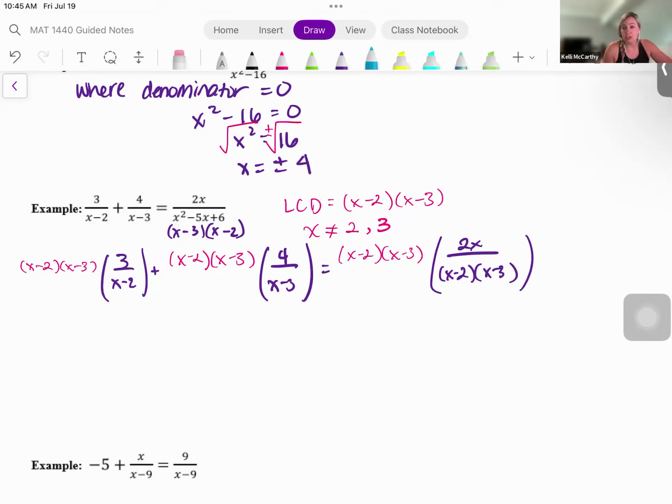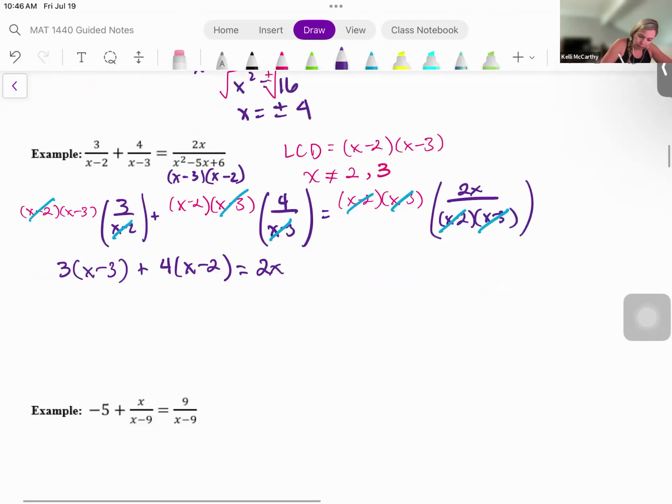I like to show that distribution because it allows me to simplify each term individually. So in the first term, my x minus 2s are going to simplify to 1. In the second term, our x minus 3s simplify to 1. And in our last term, both the x minus 2 and the x minus 3 are going to simplify to 1 because of those like factors in the denominator. So we're left with 3 times x minus 3 plus 4 times x minus 2 equals 2x. This is a very straightforward linear equation.